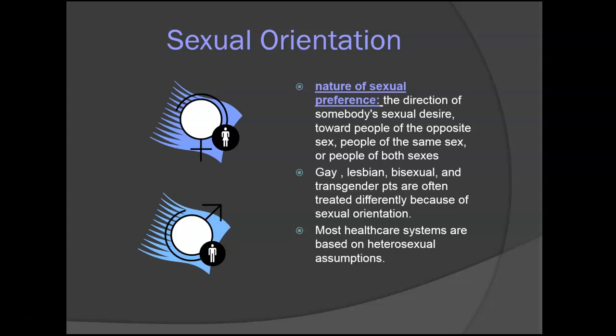Sexual orientation, or nature of sexual preference, is the direction of somebody's sexual desire toward people of the opposite sex, people of the same sex, or people of both sexes. So you're going to hear gay, lesbian, bisexual, transgender. They are often treated differently because of that sexual orientation.